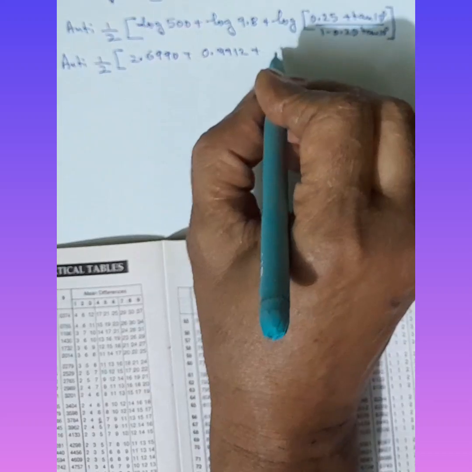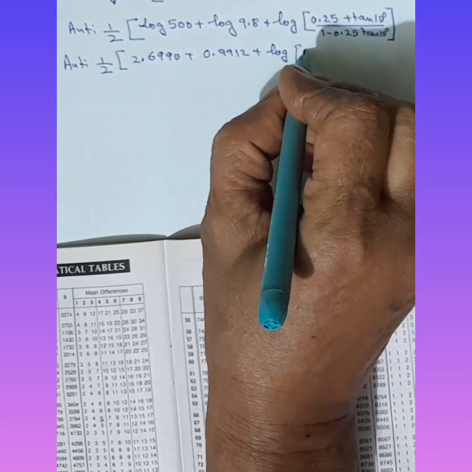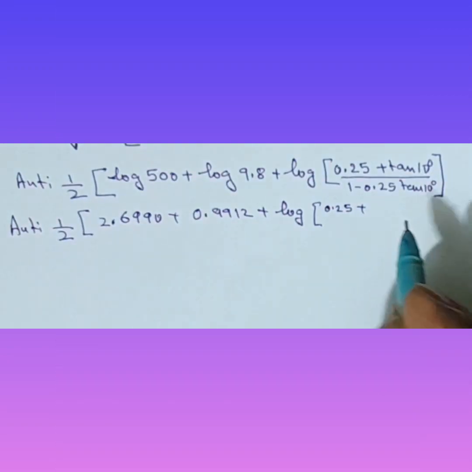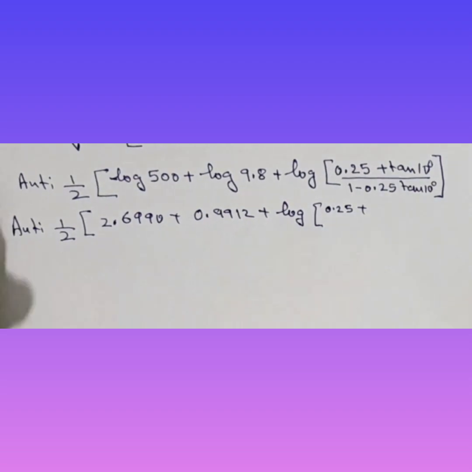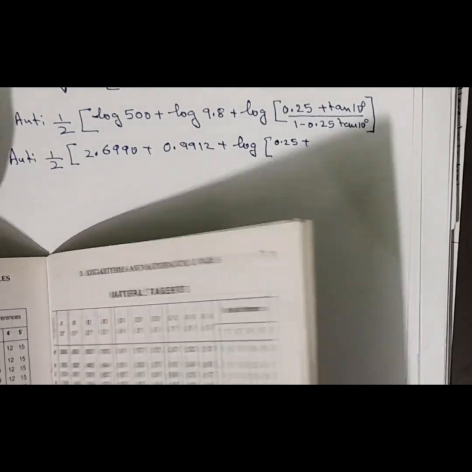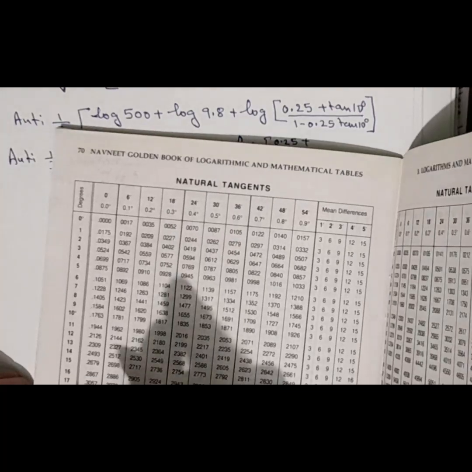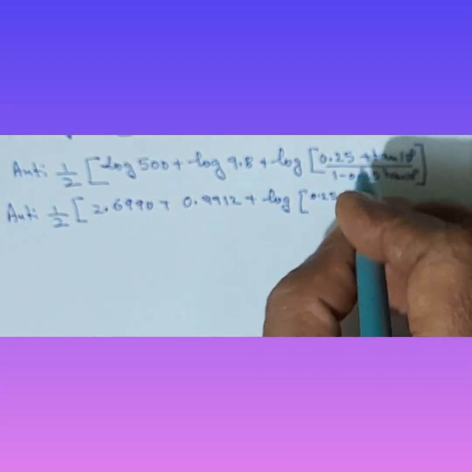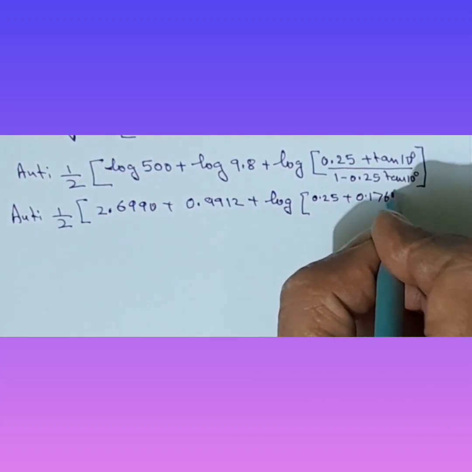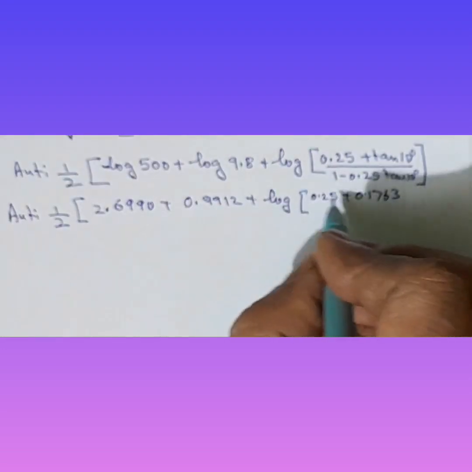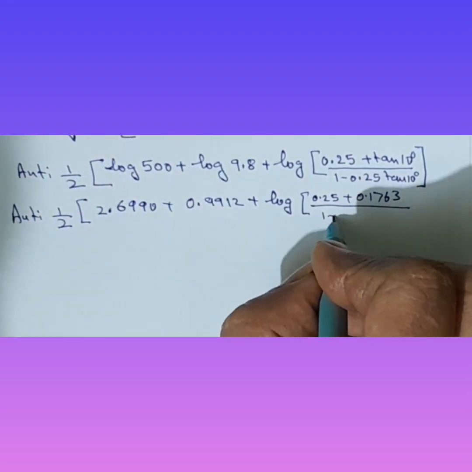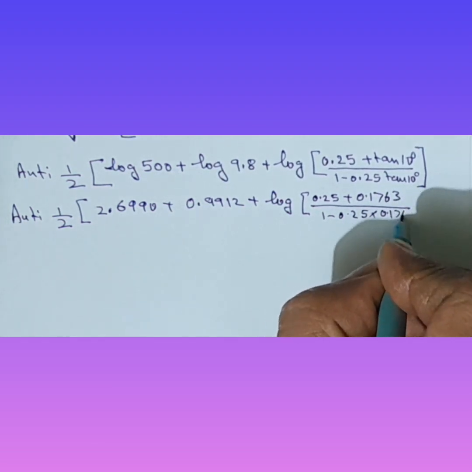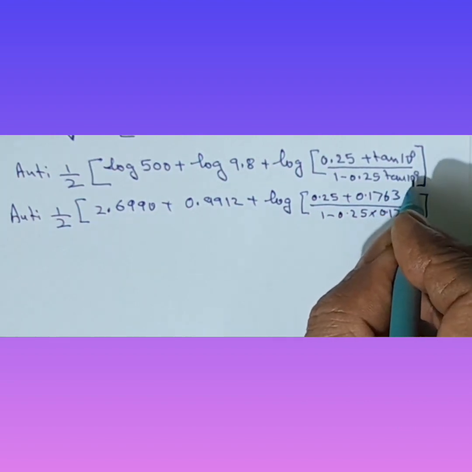So it is 0.9912 plus log of 0.25 plus tan 10 degree, which we had seen yesterday also. Let's check it out again. Natural tan, we have got to check it in this. It's here, 0.1763, so it is plus 0.1763. Then in the denominator also 1 minus 0.25 into 0.1763, that is also tan 10 degree.